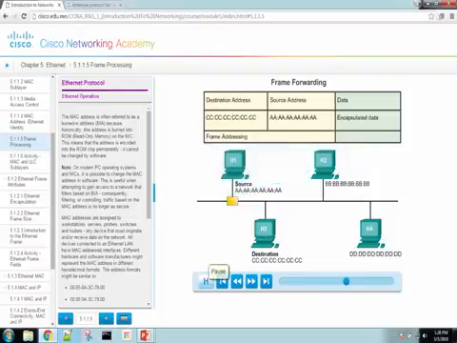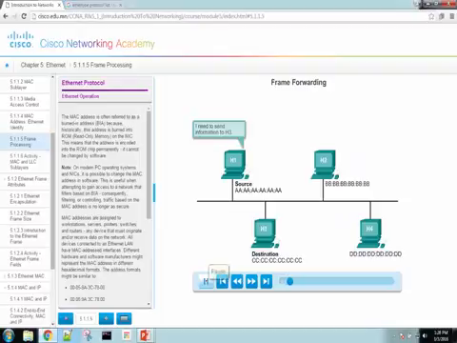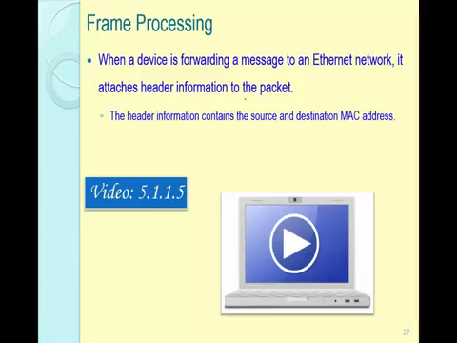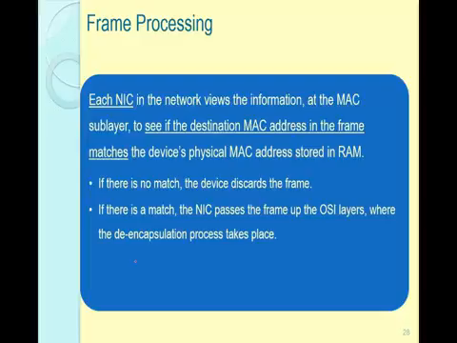Notice also that when this frame is forwarded, it's shared media, so everyone gets it, but everyone looks at the destination address to determine whether it's the intended receiver or not. Anyone who isn't will drop the frame, except the one that's meant to receive it. So that's part of the reason why we have these MAC addresses to identify senders and receivers.